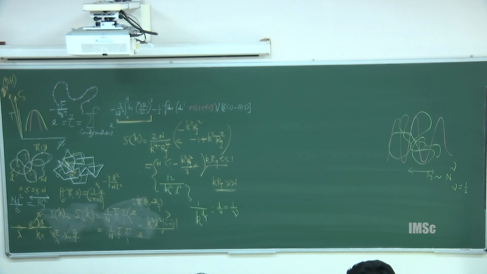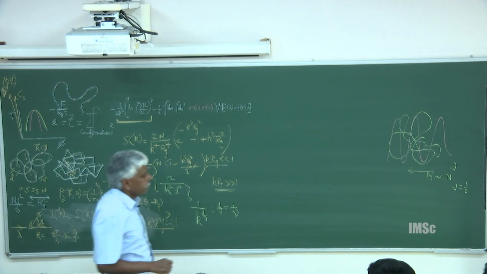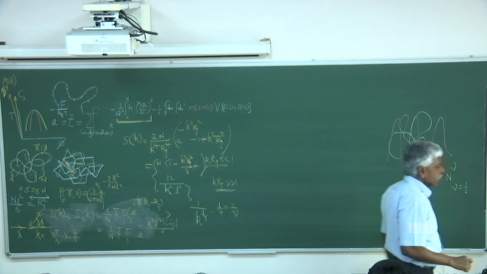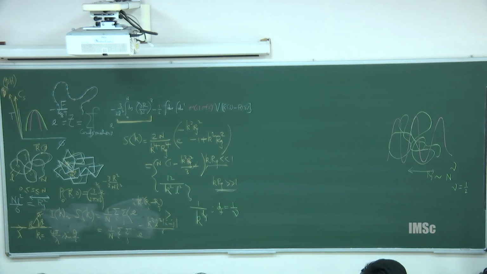Okay, so now we know something about the structure. In a Flory-Huggins theory, you have none of these things. There is no correlation at all. Any other comments?